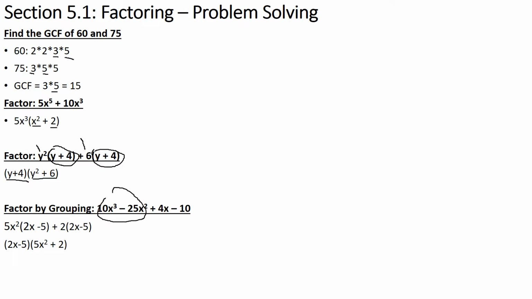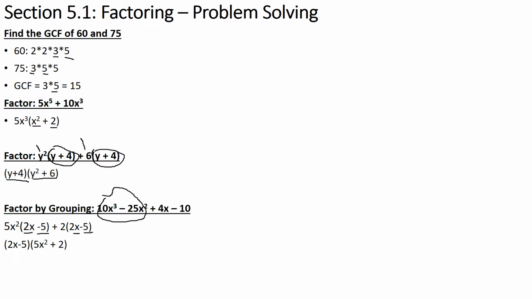I can pull out a 5x squared. 5x squared can be pulled out of 10x cubed. That leaves a 2x. 5x squared goes into 25x squared 5 times. That leaves minus 5. And then 4x minus 10, I can pull out a 2 out of that. Pull out 2 out of a 4x, that leaves a 2x right there. And 2 into minus 10 is minus 5.